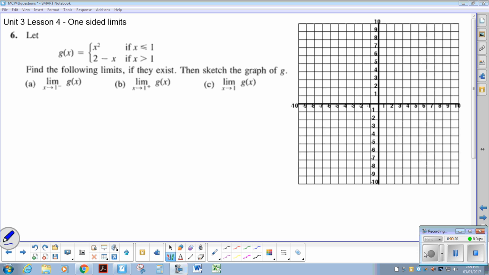So basically, we treat this as two different functions. There's your first one, there's your second one, and both of them together combine to create g of x. What I always tell people to do for the first little bit, until you get comfortable, is write equation 1, y equals x squared, and my second equation will be 2 minus x.